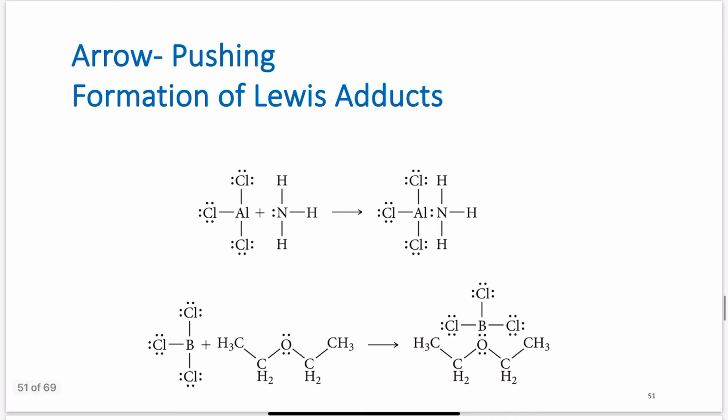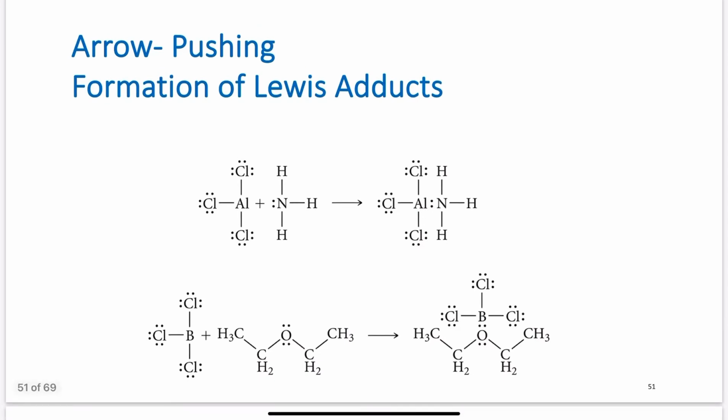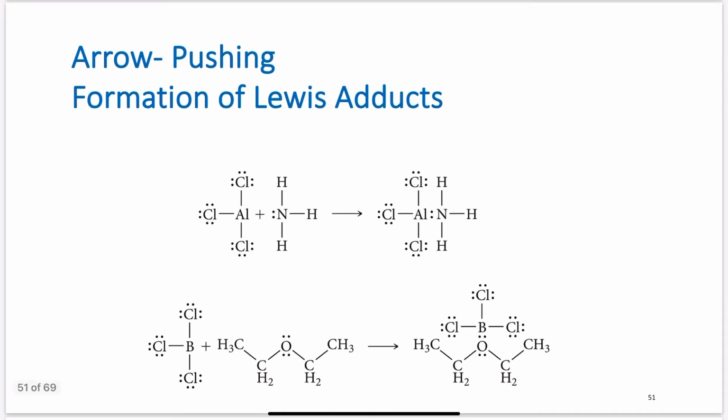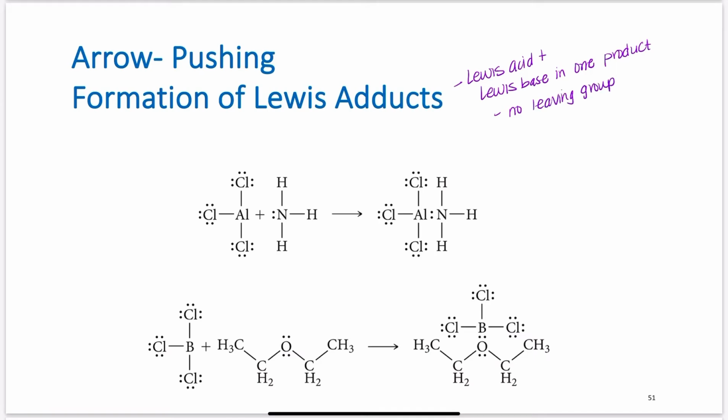We also have arrow pushing to form a Lewis adduct. What is a Lewis adduct? A Lewis adduct is a Lewis acid-base reaction product where you have the Lewis acid plus the Lewis base in one product. There's no what we call leaving group. Nothing is left over. Both the acid and the base are part of your final product.